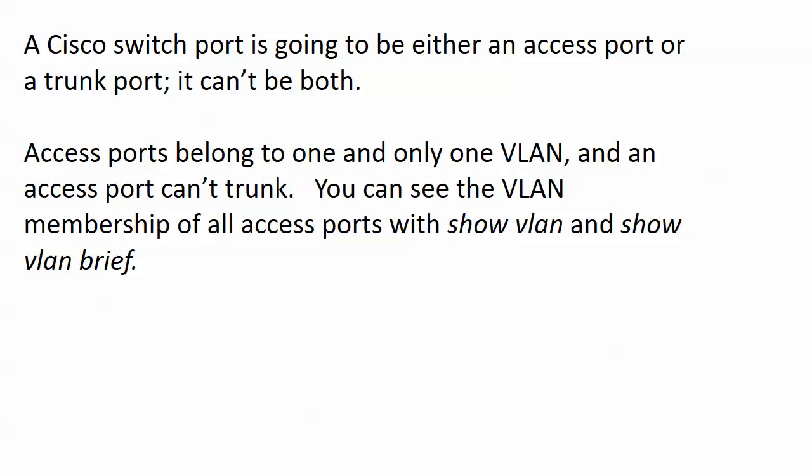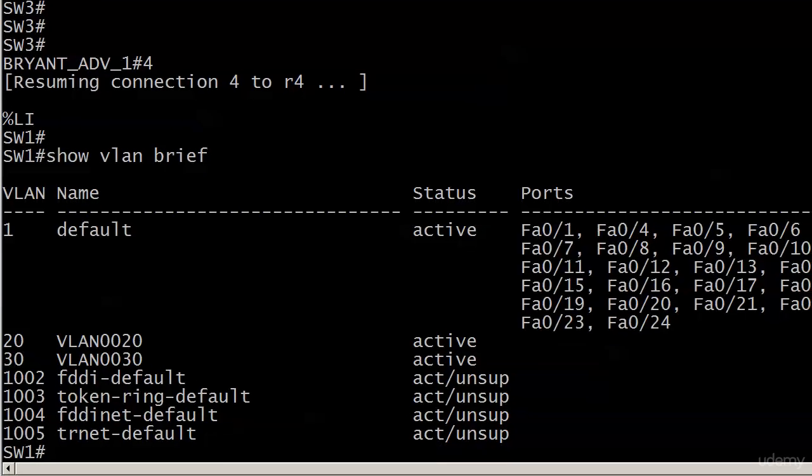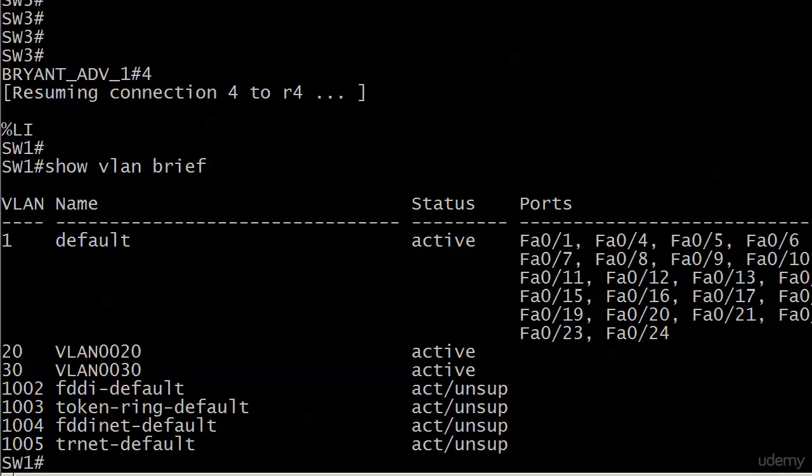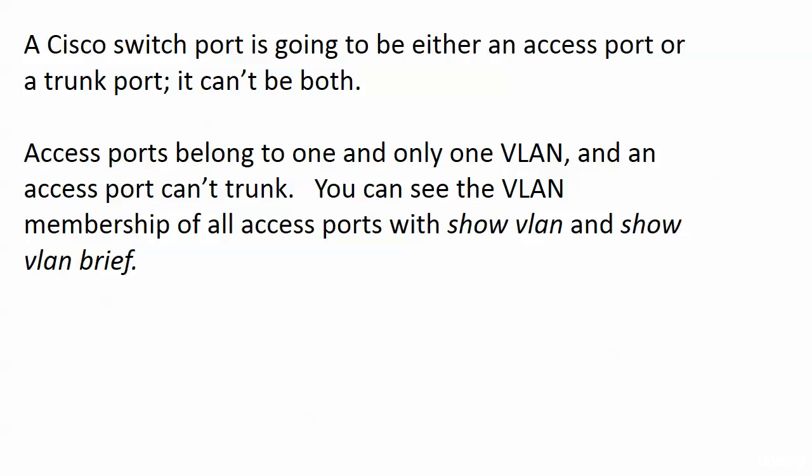And you can see the VLAN membership of all your access ports with show VLAN or show VLAN brief. Let me line that up for you. I've got show VLAN brief here, and you can see I've got a couple of empty VLANs there, 20 and 30, that we might just be using later. We've got the other 4 default VLANs there at the bottom. And right now, all of our ports are in VLAN 1. Haven't changed a thing. Or have I?